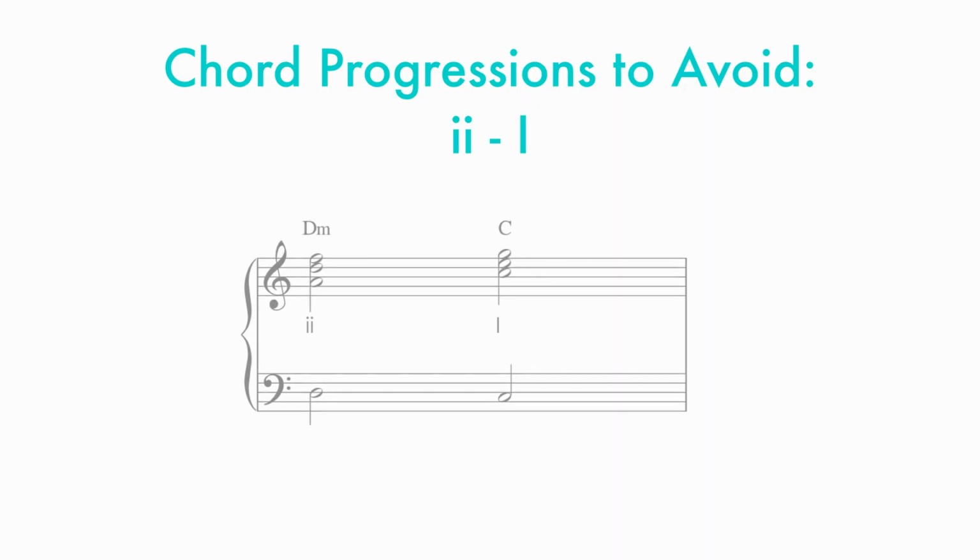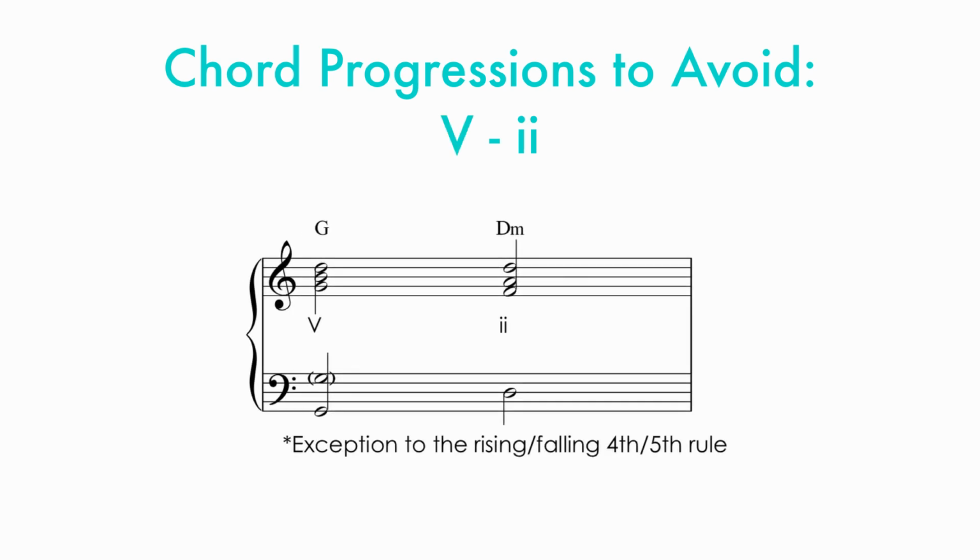Having looked at the chords that work well, here are just a few chord progressions that we would like to avoid if possible. The first is 2 to 1. 2 to 1 is considered a weak progression in the classical context, as is 5 to 2, which is an exception to the rising or falling a 4th or 5th rule.